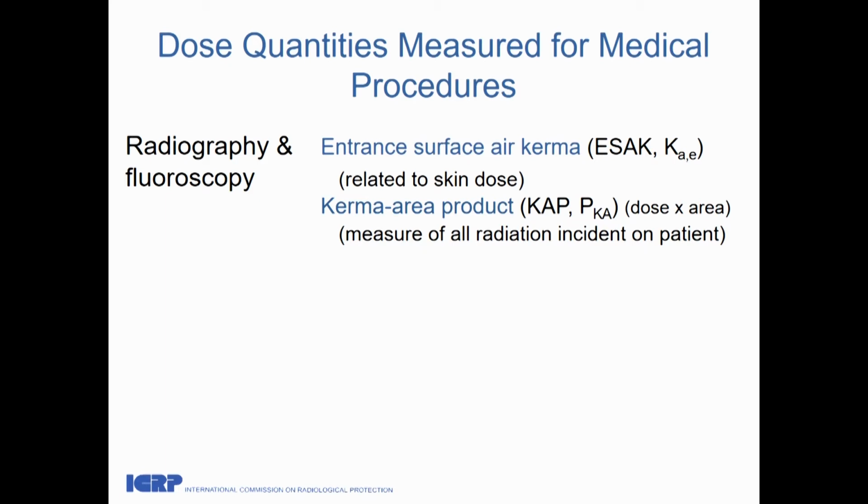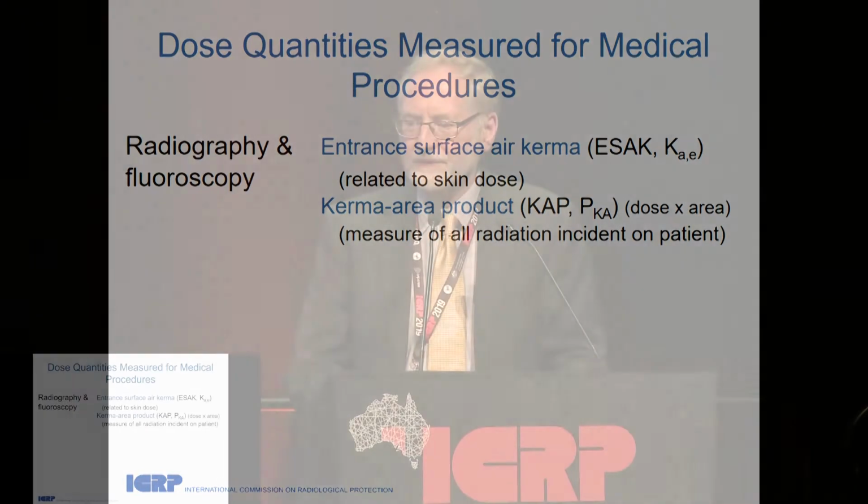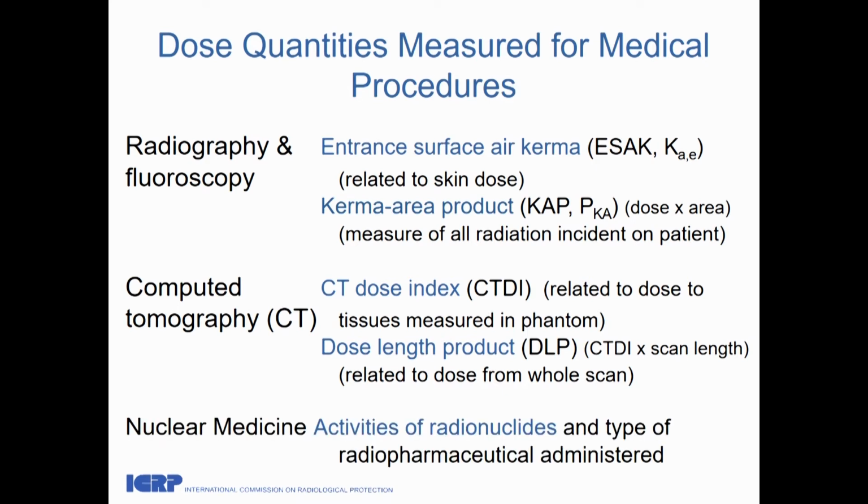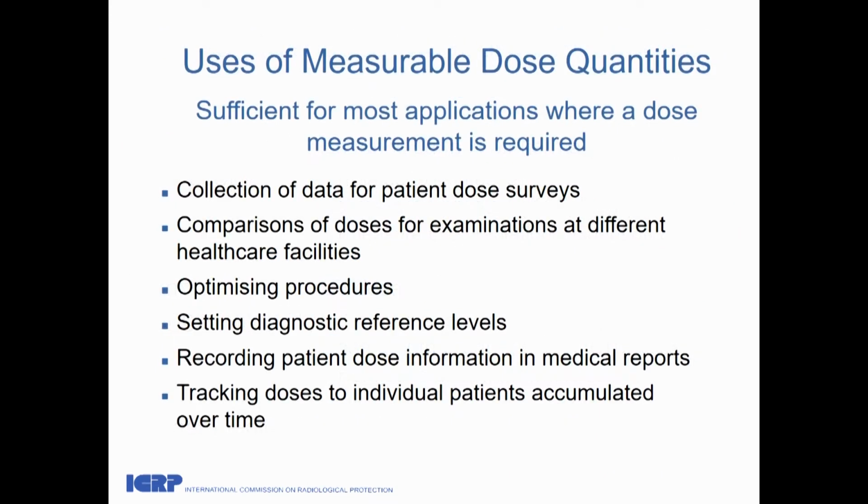So the dose quantities that we can measure are the entrance surface dose for radiography, which is the skin dose, and the kerma area product, which gives us a measure of the radiation incident on the patient. In CT, we can measure the CT dose index, which is related to the dose to the tissues in a phantom, or the dose length product, which gives us a measure of the dose for the whole scan. Or in nuclear medicine, the activities of radionuclides. And these are sufficient for many of the applications.